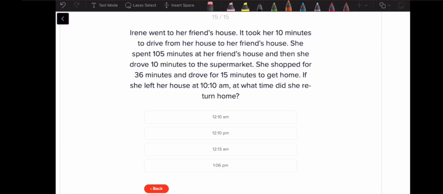If she left her house at 10:10, at what time did she return home? So let's calculate in total how long she was out of the house. She was out of the house for 10 minutes driving to her friend's house, 105 that she stayed at her friend's house. Then she drove 10 minutes to the supermarket, shopped for 36, and then took 15 minutes to drive home. So let's see what that's going to equal.